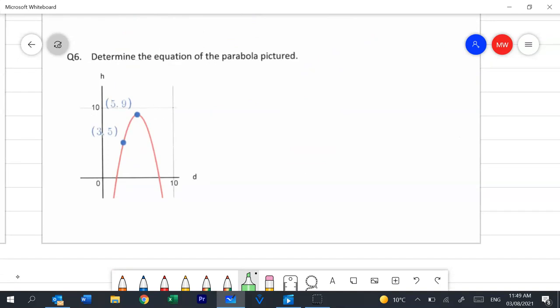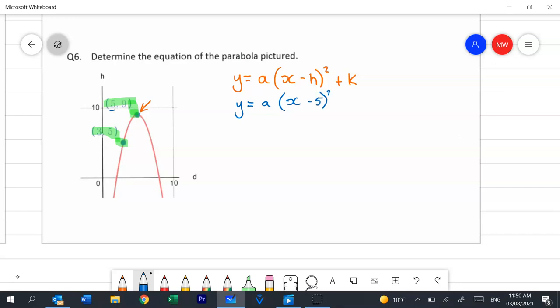And finally, we're on to question 6. In this one, we have got a turning point here and a random point on the line here. Okay, not very much information. Because we've got the turning point and we don't have any x-intercepts, we'll use the turning point form. So we'll go in with y equals a(x minus h) squared plus k. Let's substitute in what we can using the turning point, this one here. So we'll go in with y equals our unknown a, (x minus 5), that 5 comes from here, squared, plus 9, and the 9 comes from here.